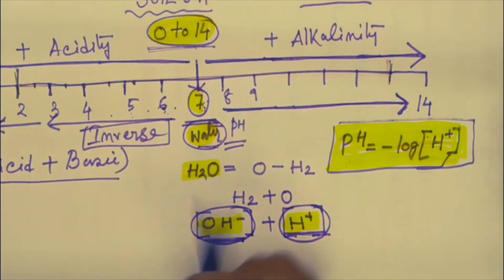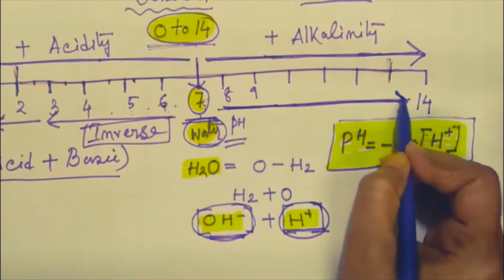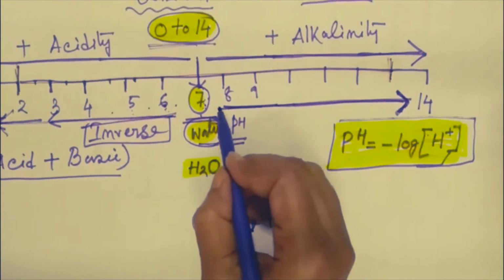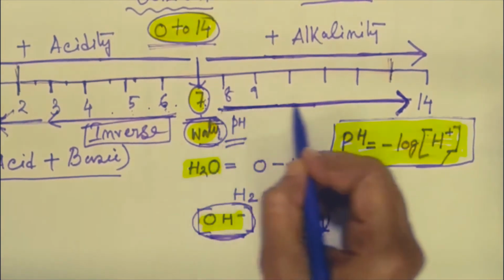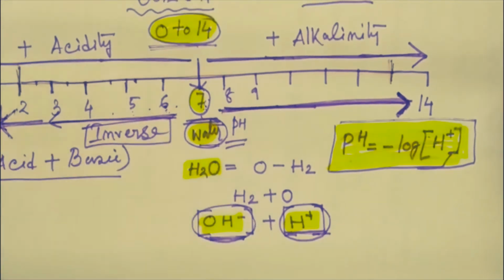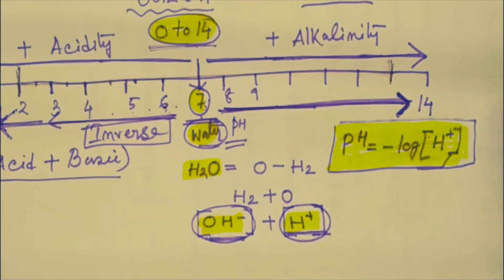It will start from here, with an arrow moving to the right hand side and an arrow to the left hand side. Alkalinity increases on the right hand side and acidity increases on the left hand side. Now come to the point of formula.